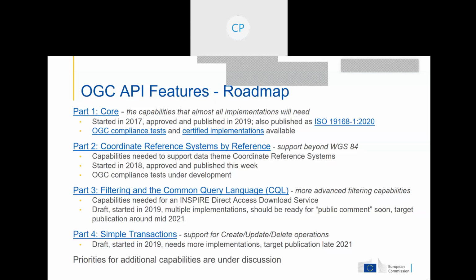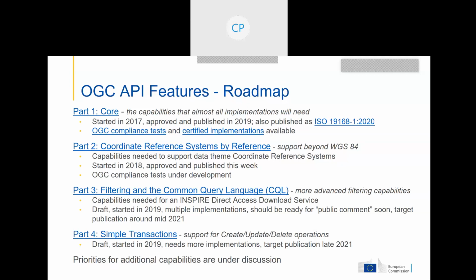That work started a bit after the core, but it was actually approved and published this week. So that's the second OGC API standard that has been approved and published by OGC. The compliance tests for this one are under development. It's a very simple one. It basically just gives you the ability to request the geometries in another coordinate reference system. So that's what I meant with modular specification, focusing on specific capabilities.